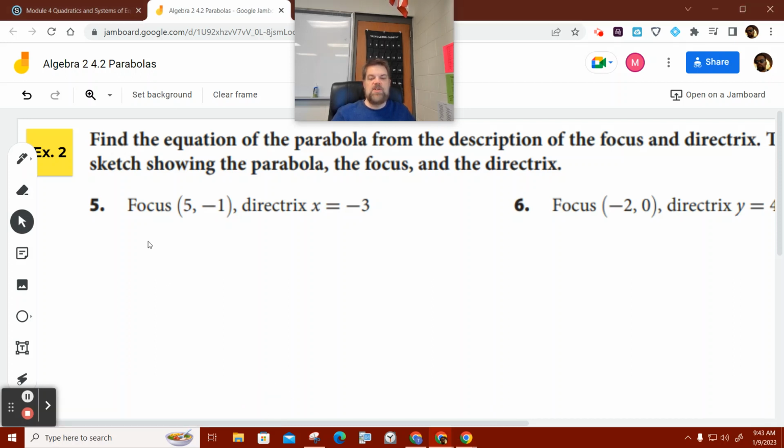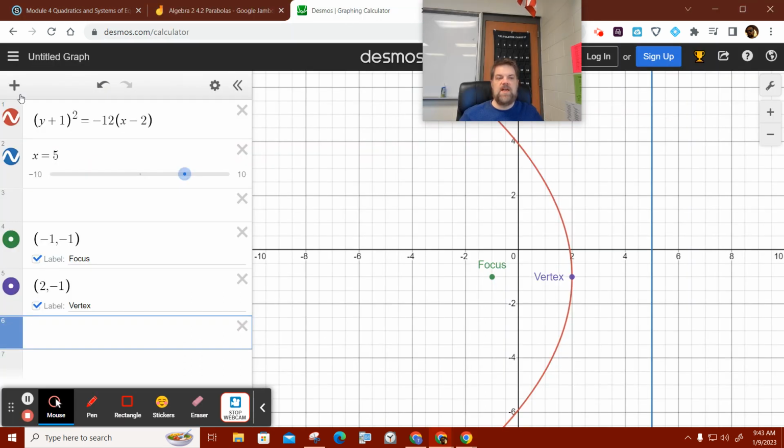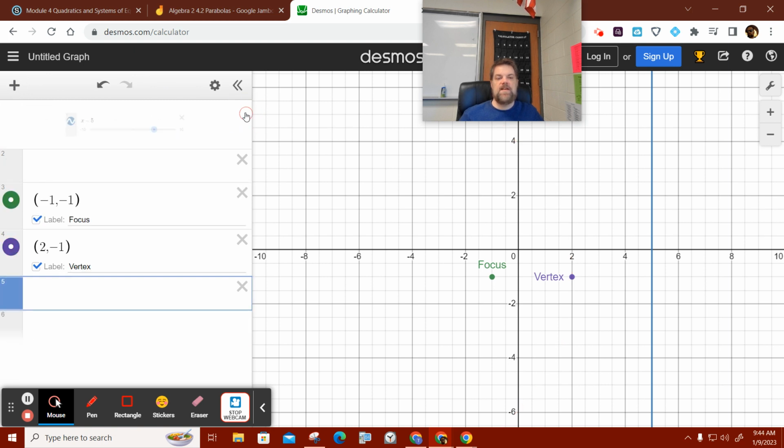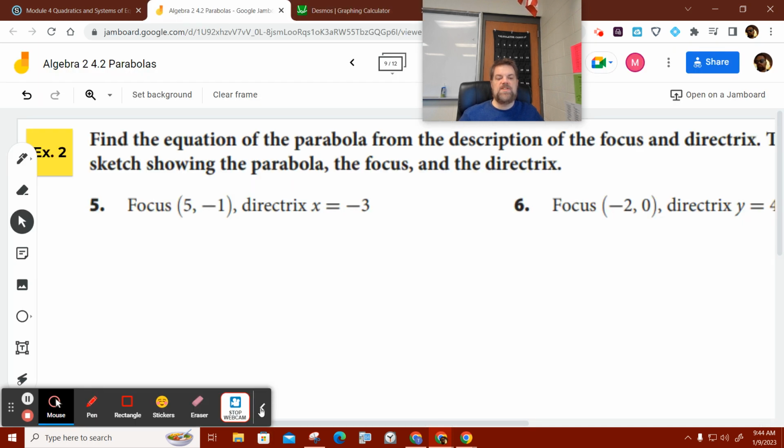Let's do this next one. So directrix, let's try to put this information in. Let's graph this, okay? So I'm going to clear all this stuff. So the information, let's do this together as a group.